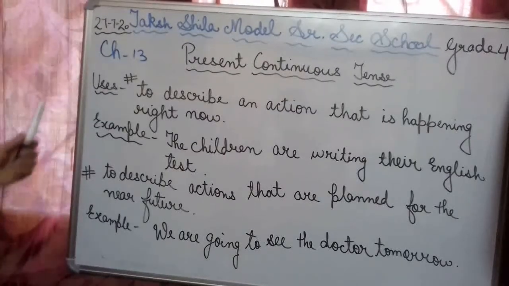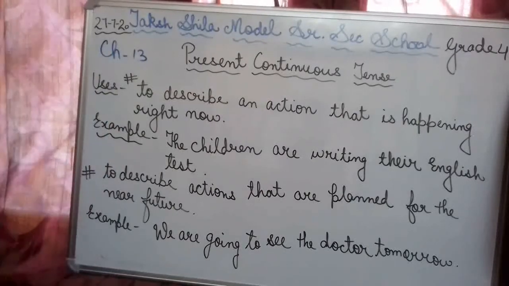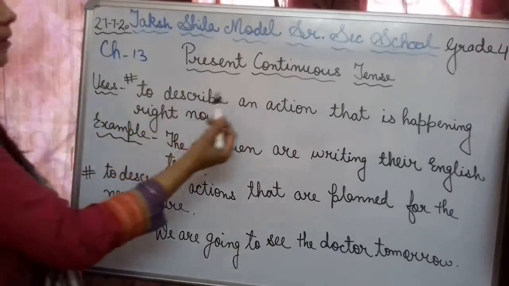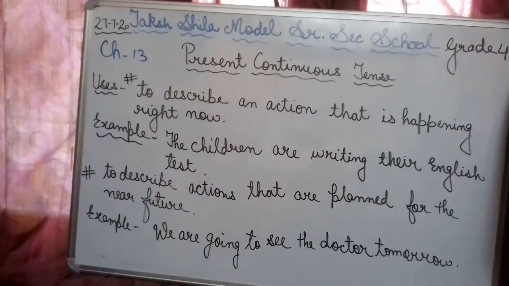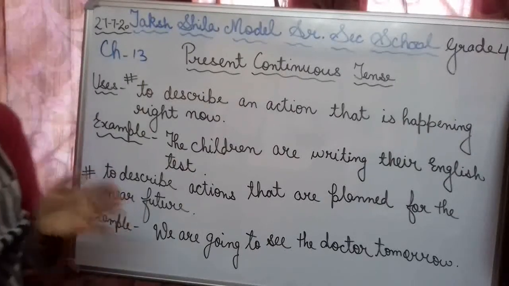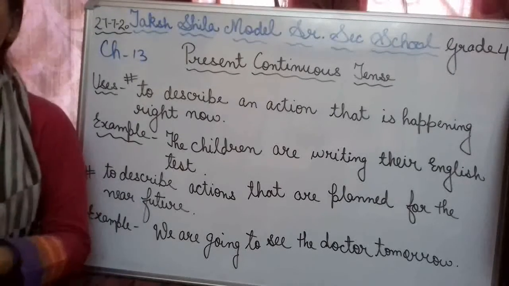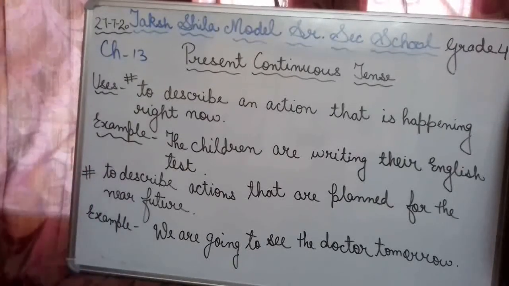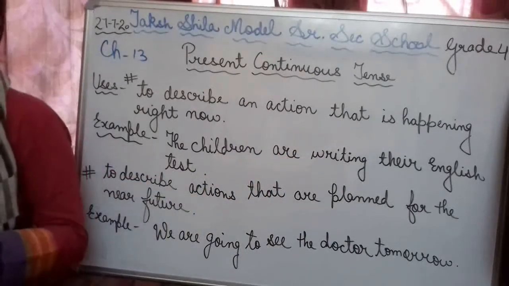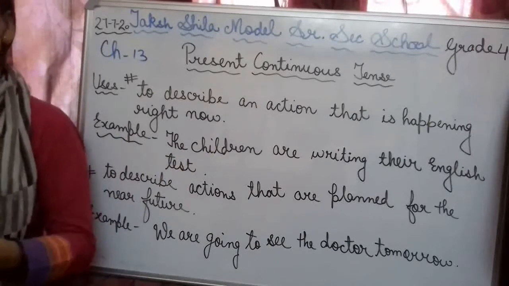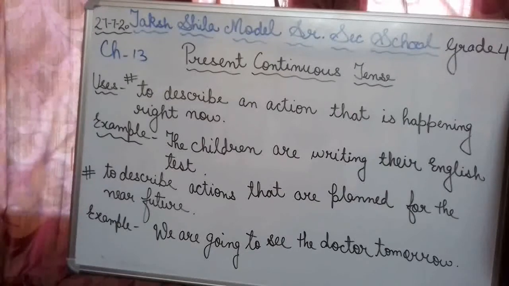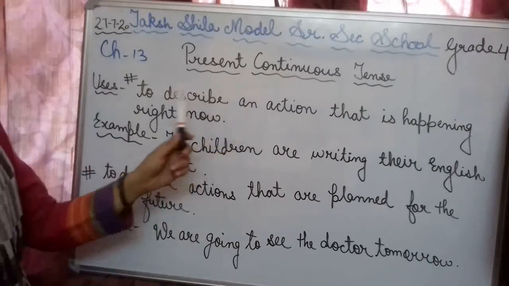Okay, students. Now, where is present continuous tense used? To describe an action that is happening right now. As we have already discussed, present continuous tense is used when the action is happening right now. जो भी action happen हो रहा है right now, then we use present continuous tense. The children are writing their English test. So whoever is speaking the sentence, it is showing that the action is going on right now, at the present time.